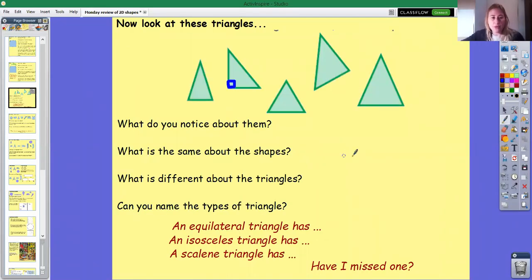Okay, so what do you notice? You might want to go in and fill these in now. An equilateral triangle has got 3 equal sides and 3 equal angles, and those angles have to be 60 degrees because all of the angles in the triangle add up to 180 degrees. An isosceles triangle has got 2 equal sides and 2 equal angles, and so one of the sides is different and one of the angles is different. And a scalene triangle is where you've got no equal sides and no equal angles, but still 3 sides and still 3 angles. Have I missed one out? You might want to add a right angle triangle into that one, just to describe that one as well.